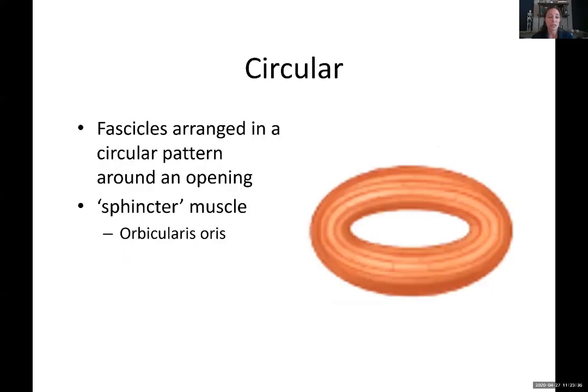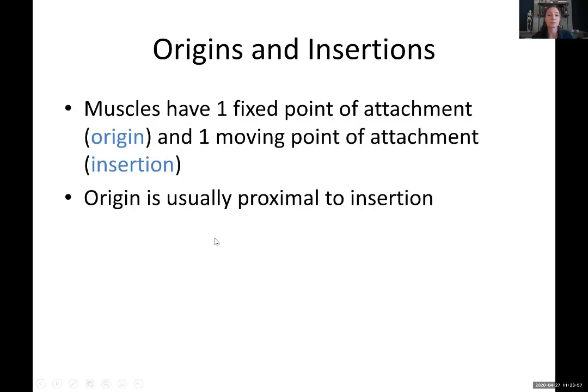Circular muscle, easiest one, it goes in a circle. They're pretty much what we call our sphincter muscles. So we have one around our eye. That would be orbicularis oculi. We'll talk about that later. We have one around our mouth. We've got sphincter muscles around our anus. We have them around our gallbladder. We have them around lots of different places. So circular muscles are just that. They go in a circle.